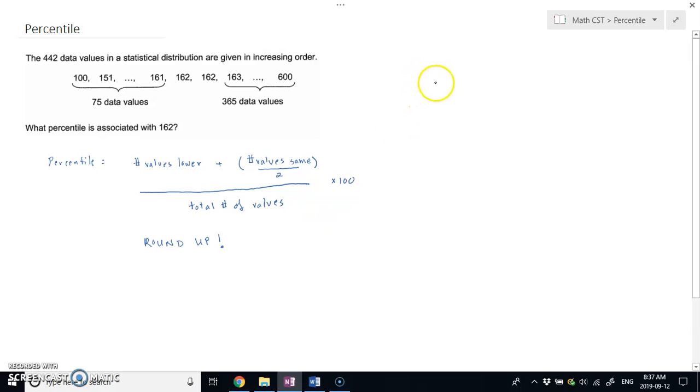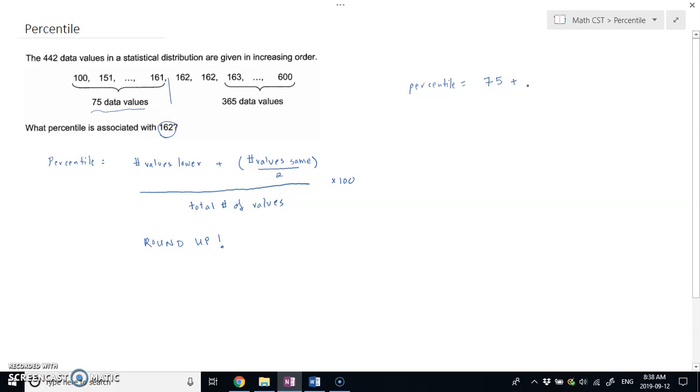So let's look at this question right here. So I'm going to say percentile equals, and my question is how many data values are below 162? Well, we can see that right here, that there's 75 data values below. So I'm going to write that right here.